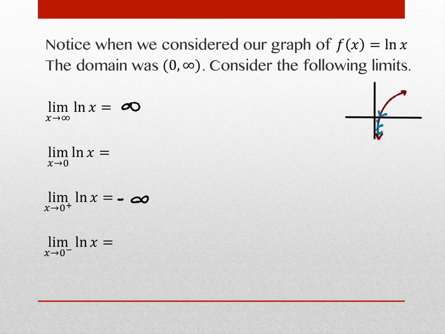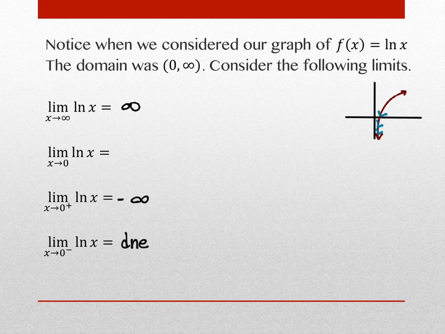What about x approaching 0 from the left? It doesn't exist. Why? It doesn't go towards anything, does it? The domain doesn't include those values. Values on the left-hand side of 0 are not in my domain. So it doesn't make sense to even talk about what's happening there. This does not exist because the graph does not exist on that side of my axes.